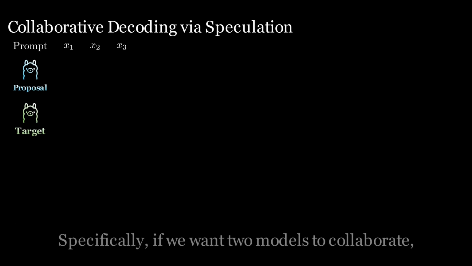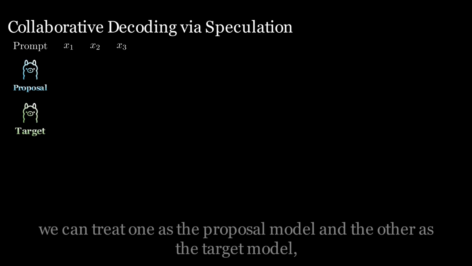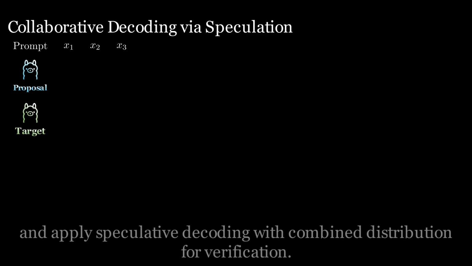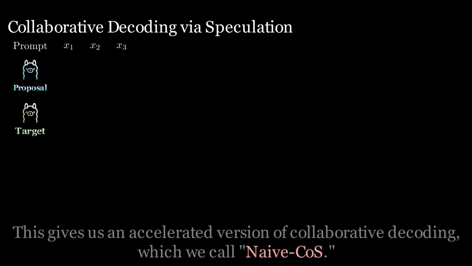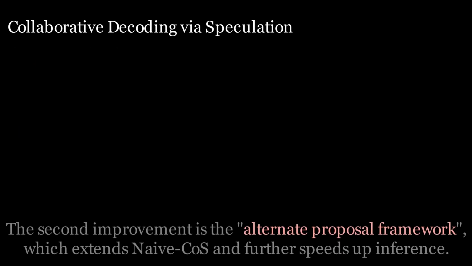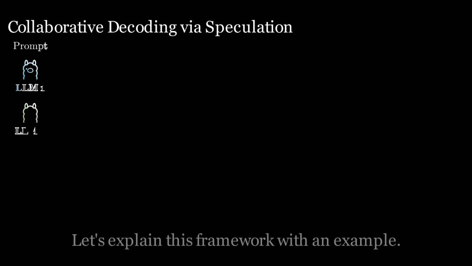Specifically, if we want 2 models to collaborate, we can treat one as the proposal model and the other as the target model, and apply speculative decoding with combined distribution for verification. This gives us an accelerated version of collaborative decoding, which we call naive CoS. The second improvement is the alternate proposal framework, which extends naive CoS and further speeds up inference. Let's explain this framework with an example.